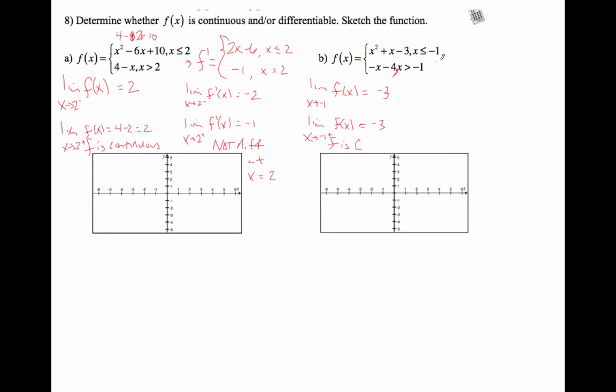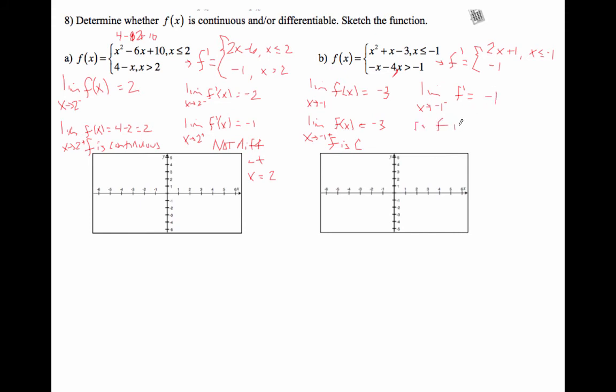Now we're going to do differentiability. So we've got to take the derivative of each piece. All right, for x less than or equal to negative 1, the derivative is 2x plus 1. And for x greater than negative 1, the derivative is negative 1. So since we have a constant from the right, we just really have to check if the limit as x approaches negative 1 from the left of the derivative equals negative 1, and it indeed does.